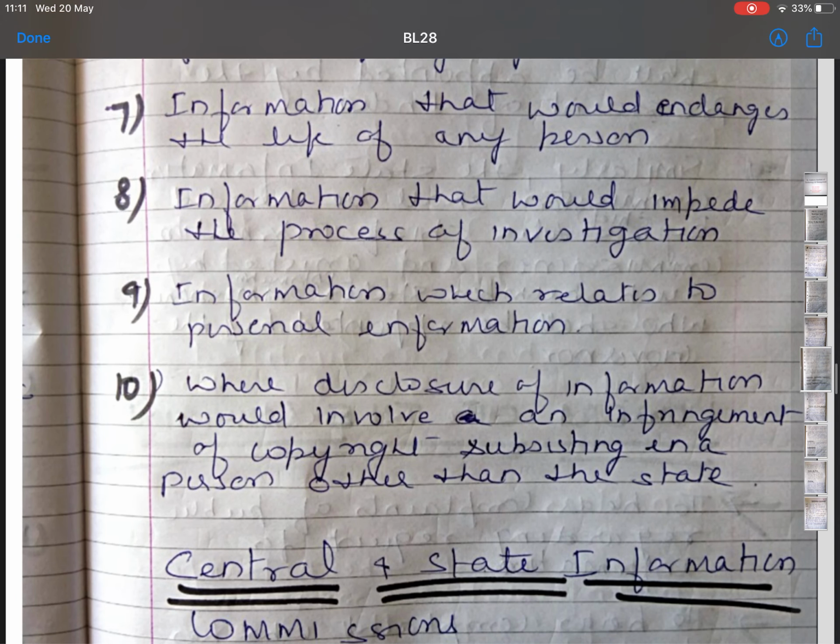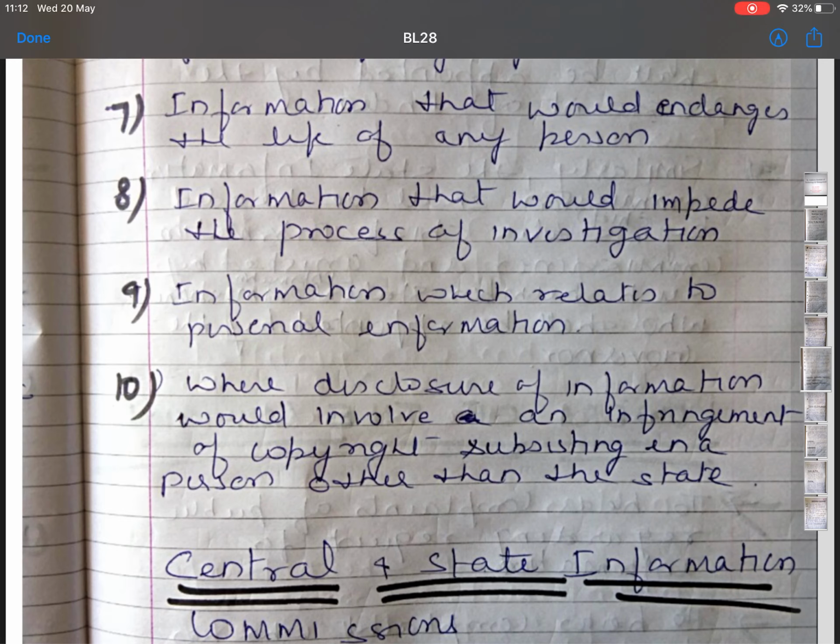Now there is one small topic, third party information. I would like to discuss it here. When the information that is sought to be accessed from a public authority relates to or has been supplied by a third party, the PIO is required under Section 11 of the Act to notify such third party and invite its submission. The submission of the third party shall be kept in view by the public authority while deciding on the disclosure of information. So where such disclosure relates to commercial secrets of a third party, a public authority can decline access to such information.